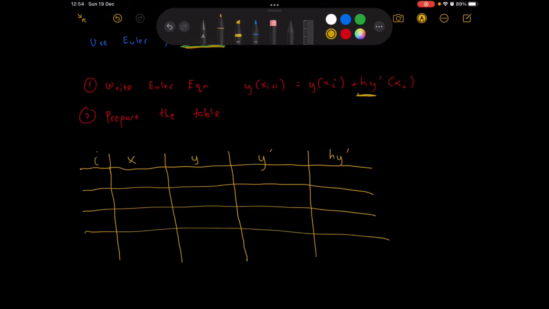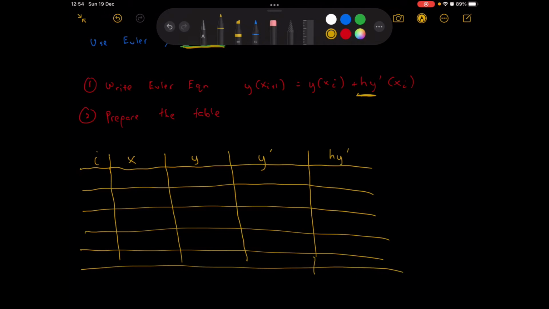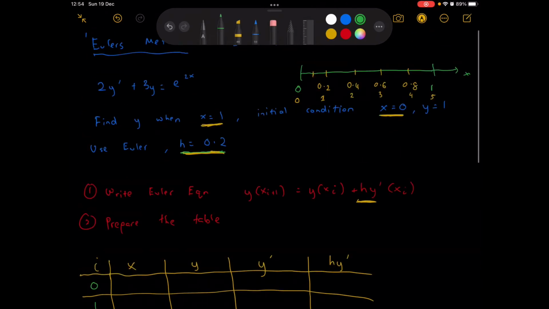As I plotted just now, in terms of the number of iterations, fill up whatever information that we already know. So i will become 0, 1, 2, 3, 4, and 5, for a step size of 0.2 to cover from 0 to 1.